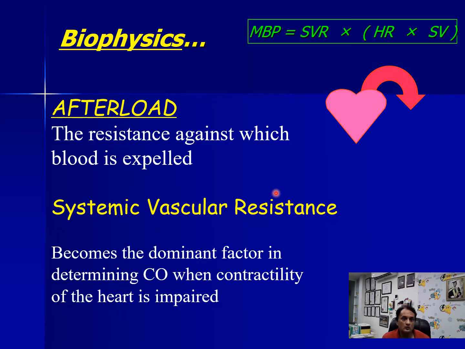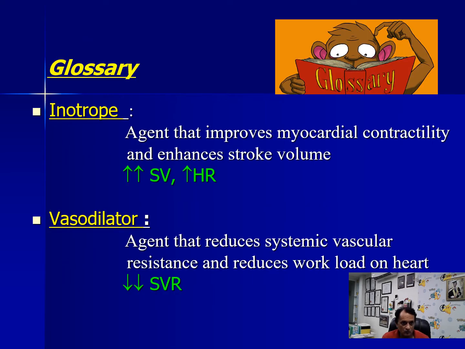So, in other words, afterload is the resistance against which the blood is expelled, and it is very important to know that relation: you have to keep decreasing the afterload in a patient who has decreased myocardial contractility, like myocarditis. So quickly we can define what an inotrope is: an agent that improves myocardial contractility and enhances stroke volume, like dopamine or epinephrine.